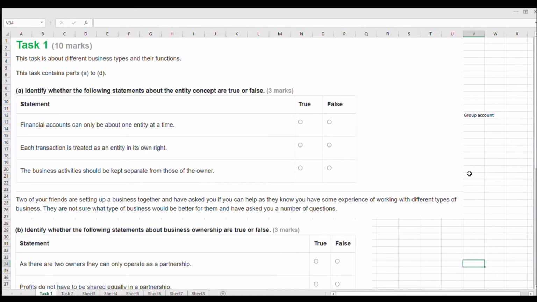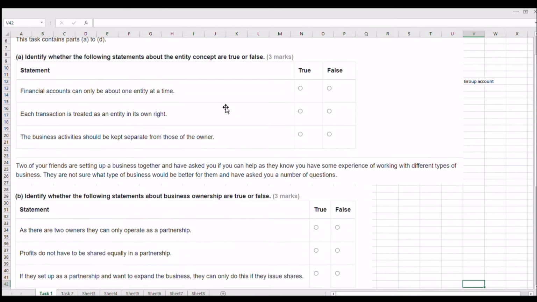Okay, and really it's this last one here. That is the business entity concept. The business activities should be kept separate from the owners, so that the owners are separate to the company.